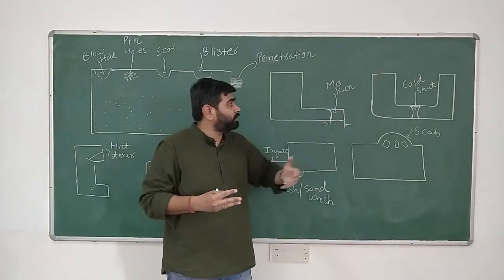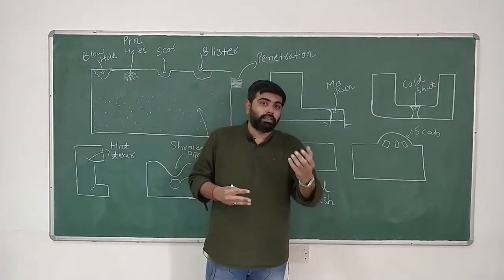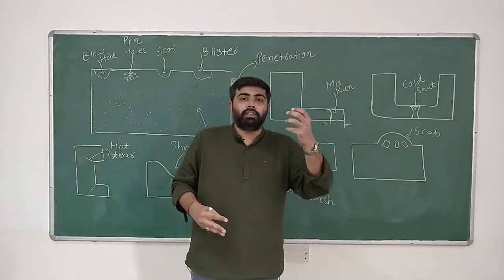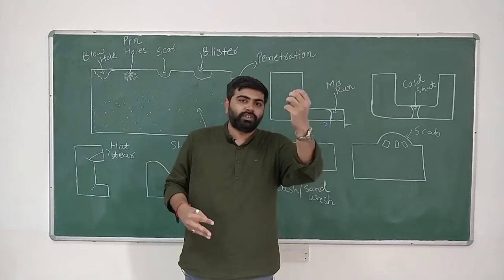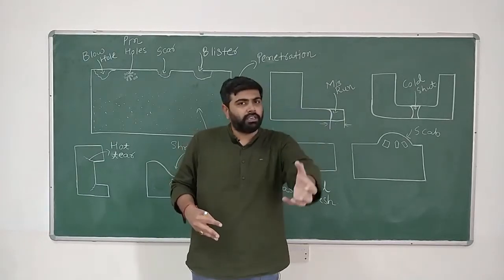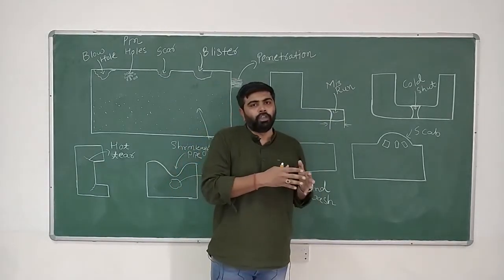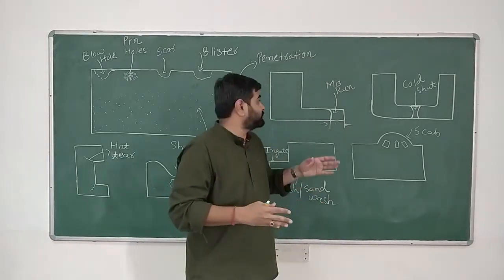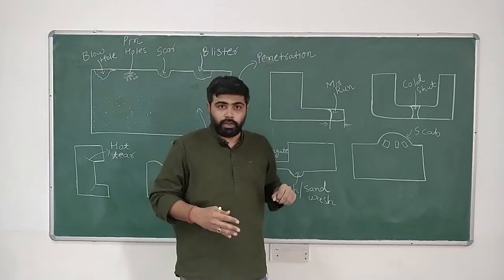In order to avoid that, we need to increase fluidity. To increase the fluidity, the degree of superheat should be increased, and when the degree of superheat increases, the viscosity will decrease, and with the decrease in viscosity, liquid metal will flow freely into the mold, and such kinds of defects will be avoided, right?